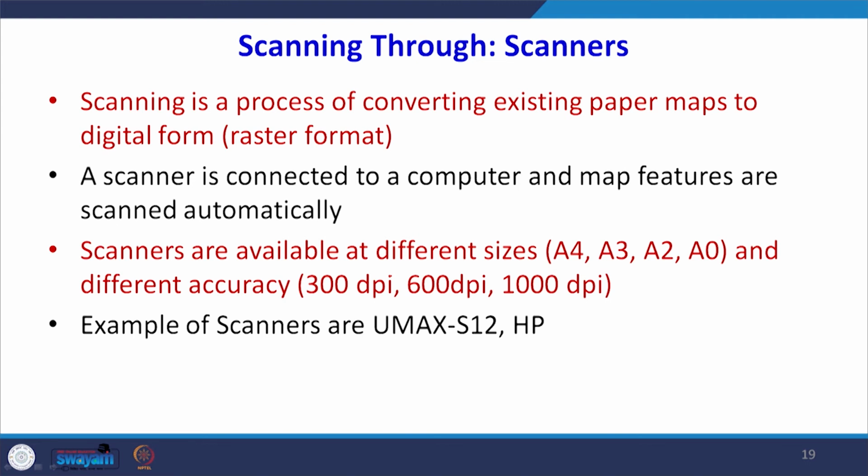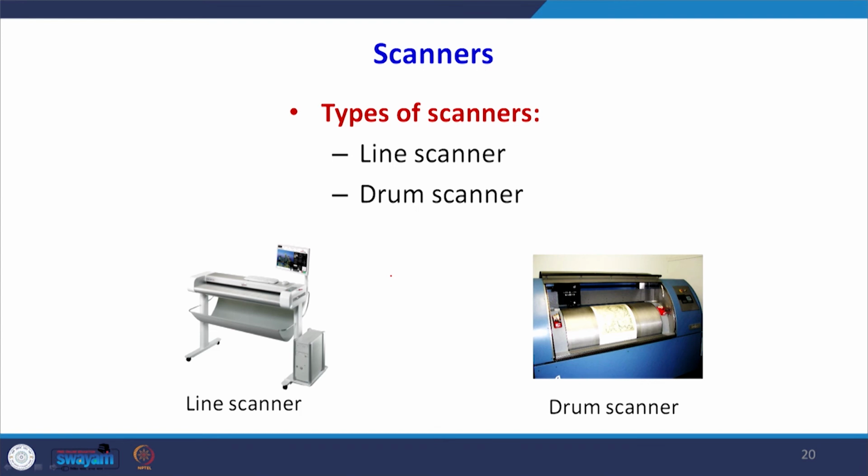They are available in different resolutions from 300 dpi to 1000 dpi, and different sizes: A4, A3, A2 and A0. So this resolution and the size will determine the cost of these scanners. There are several companies nowadays in the market which will provide you a different range of scanners, from small scanners to big scanners, from black and white scanners to color scanners. But if we look at the broad categories of scanners, there are mainly two types available. One is the line scanner and another is the drum scanner.